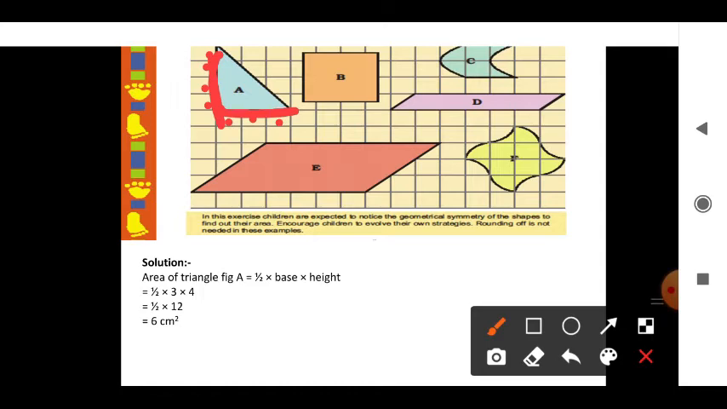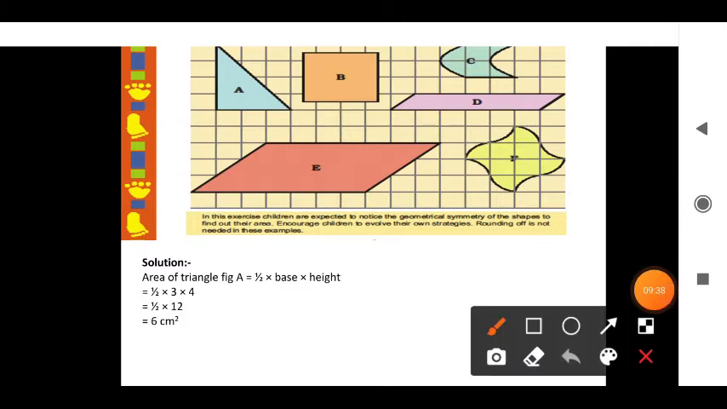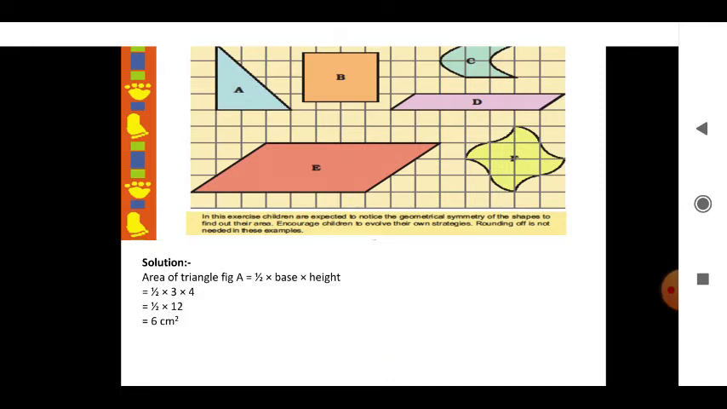So half into 3 into 4. So 3 fours are 12. And see here, 2 can divide 12, right? How many times can 2 divide 12? It is 6 times. You can cancel here. Half into 12, you can cancel easily. 2 ones are 2, 2 sixes are 12, right? So 6 is the answer. 6 square centimeters or 6 centimeters square.